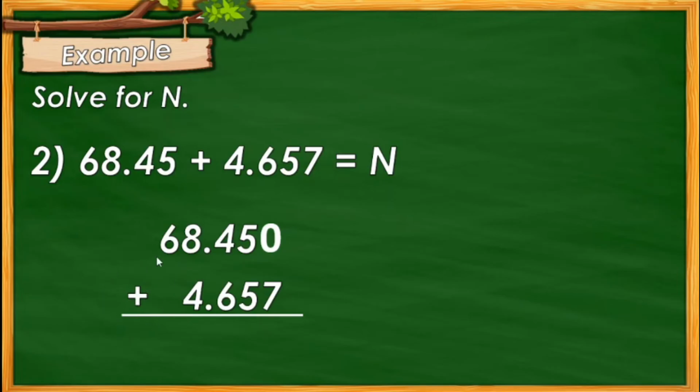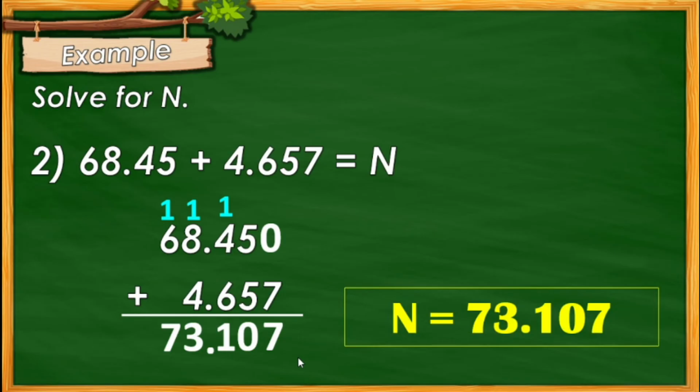The operation is addition. So 0 plus 7, we have 7. 5 plus 5, we have 10. So 0, carry 1. And then 4 plus 6, we have 10, plus 1, 11. We have carry 1. And then 8 plus 4, we have 12, plus 1, we have 13, carry 1, and then 6 plus 1, we have 7. And then bring down the decimal. Okay, so the final answer is 73 and 107 thousandths.